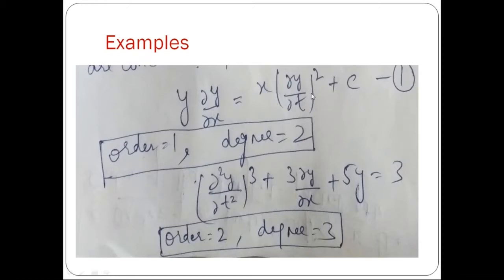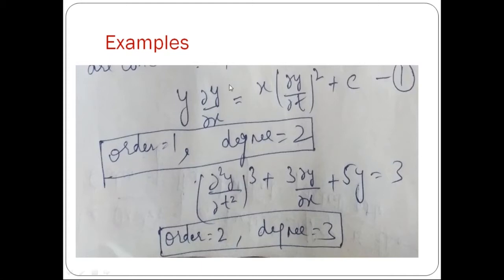Now, this is a PDE as it contains partial derivatives. What is the order of this differential equation? Yes, I think everyone can answer now. Order is the highest order partial derivative. What is the highest order partial derivative here? It is 1. So, order is 1.